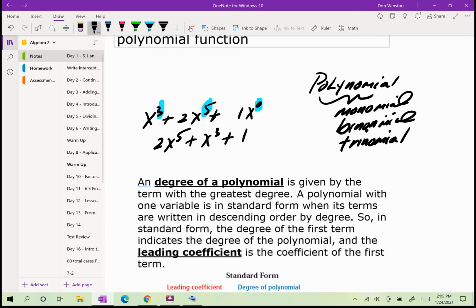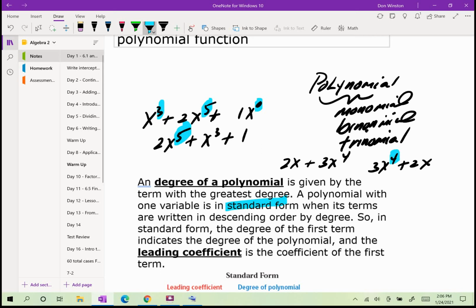The degree of that polynomial is given by the term with the greatest degree, so here it would be degree 5. That would be a degree 5 polynomial. You first have to write it in standard form, which is when the terms are written in descending order by degree. As another example, if I have 2x plus 3x to the 4th, what would be the degree of that polynomial? Well, I have to write it in standard form: 3x to the 4th plus 2x. The degree would be 4, so this would be a degree 4 polynomial.